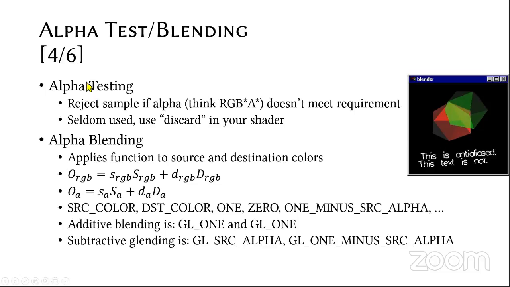Then we have alpha test or blending. The idea behind the alpha test is that if your alpha doesn't meet a requirement, for example we throw away all the alphas that are 0. Maybe you have a texture map of a picket fence, and you set the alpha value to 0 for those areas. Then you can just say, don't even draw this pixel because it's transparent. This isn't used as much anymore because you can use discard in your shader. As you read the texture map, you check the alpha value and throw it out.